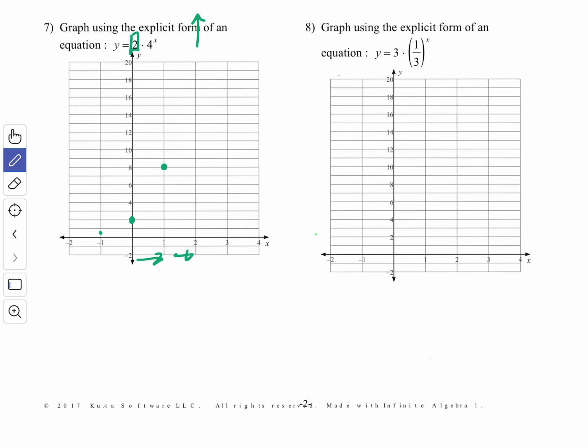Okay, and because there's no vertical shift, I'm assuming that's an asymptote there. So I'm going to just kind of shoot this up like that.